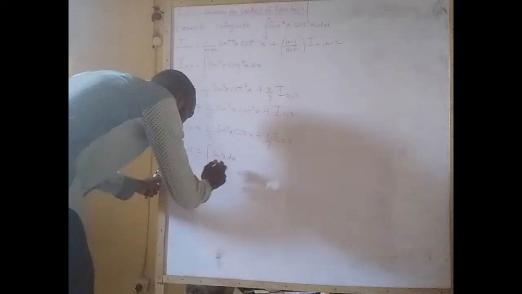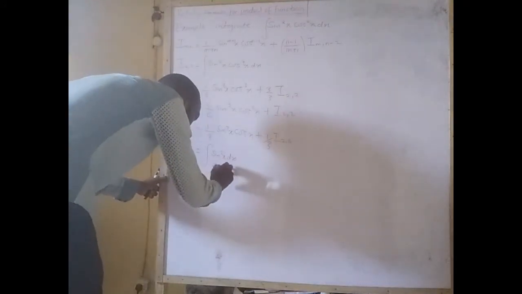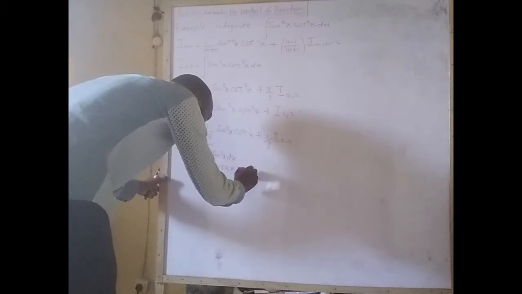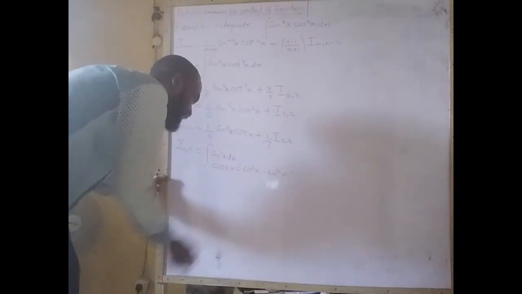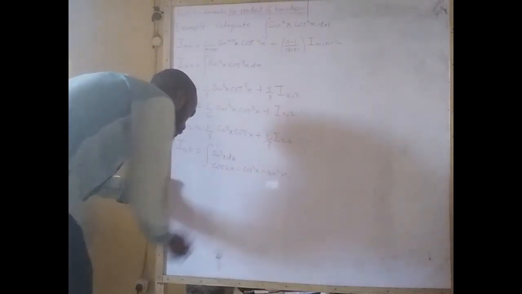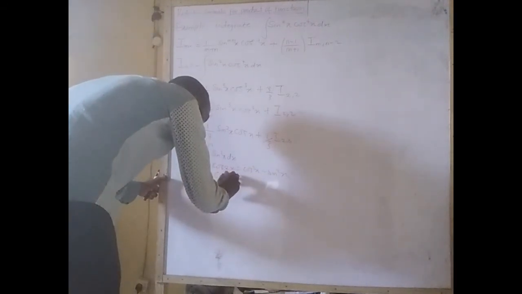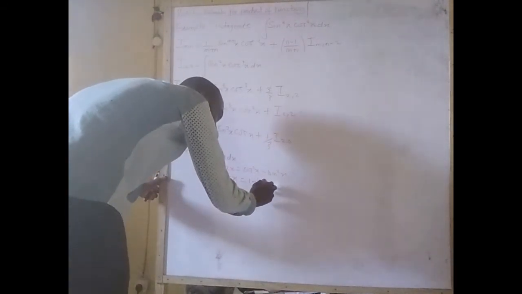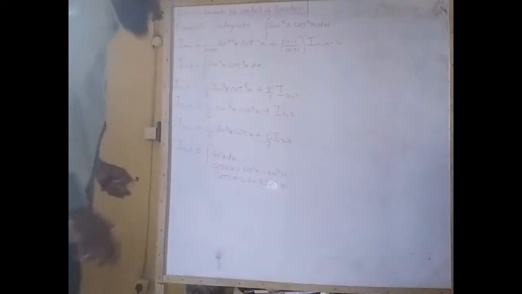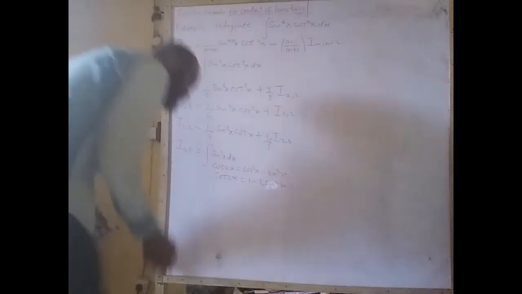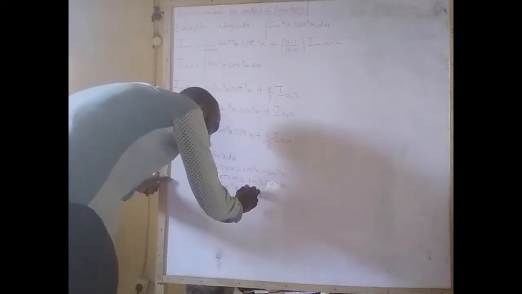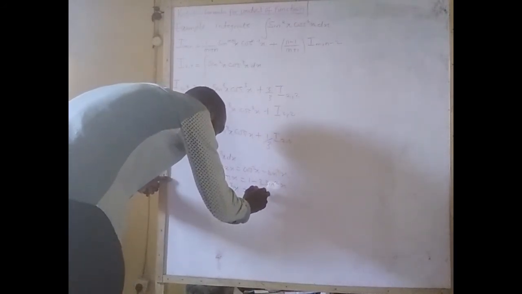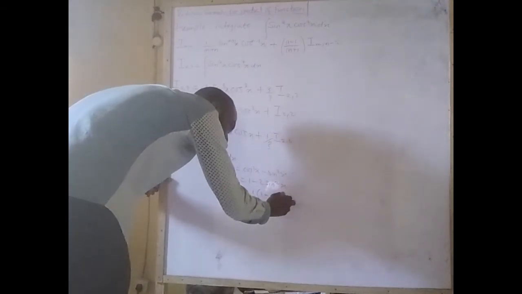If you apply trigonometry, you know that cos 2x is equal to cos square x minus sine square x. Then I want to get sine square x. I can say cos 2x equals 1 minus 2 sine square x, if I change cos square x to 1 minus sine square x. Then make sine square x the subject, then sine square x will be equal to 1 over 2 into 1 minus cos 2x.